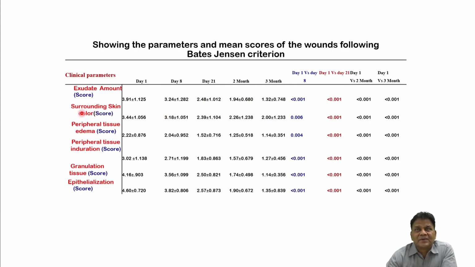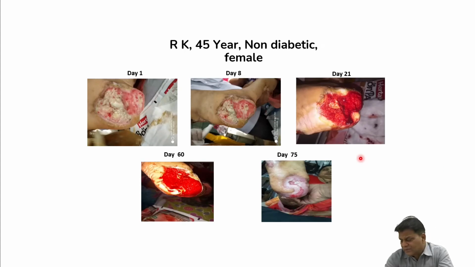So exudate amount and the surrounding skin color, peripheral tissue edema, peripheral tissue induration, granulation tissue epithelialization, everything, you can see there was significant difference between day 1 versus day 21. And same was day 1 versus after 3 months, there was significant improvement. And I'm showing you a few of the cases.